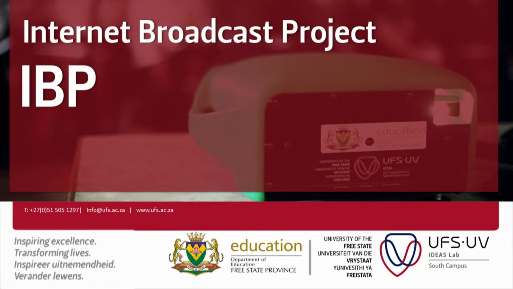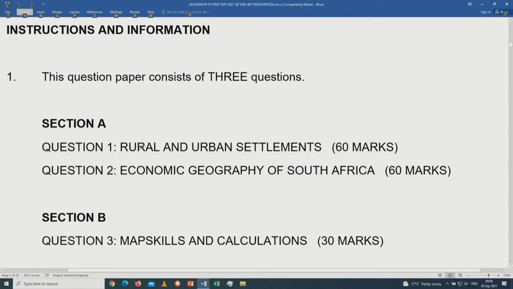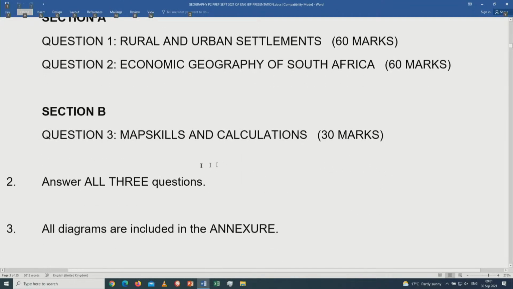Under section A, we have question 1, which is rural and urban settlement, which counts 60 marks. Question 2 is economic geography of South Africa, as you can see on the screen here. It amounts to 60 marks. Section B is map skills, question 3 for 30 marks. We want to apologize because there were problems in this section that we encountered when learners were writing this paper. But I think the problems will be addressed in this discussion.